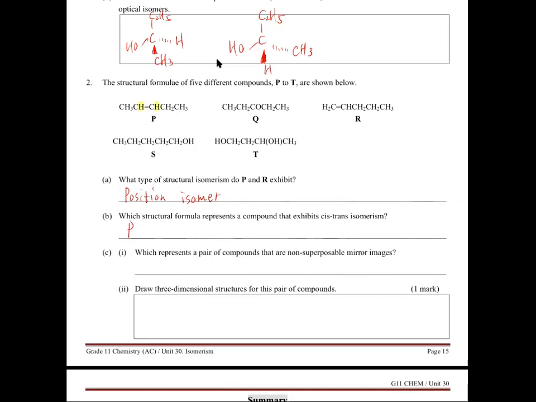And then for part C, which represents a pair of compounds that are non-superposable mirror images. Non-superposable means it's chiral. If it's chiral, then we would be able to find a chiral carbon.